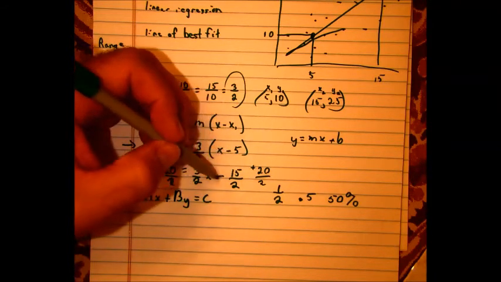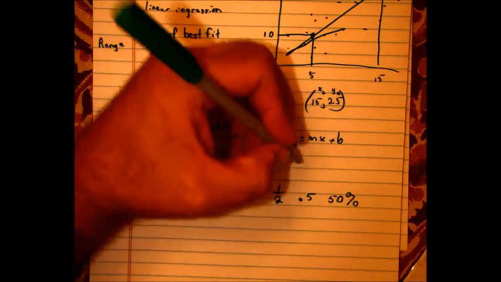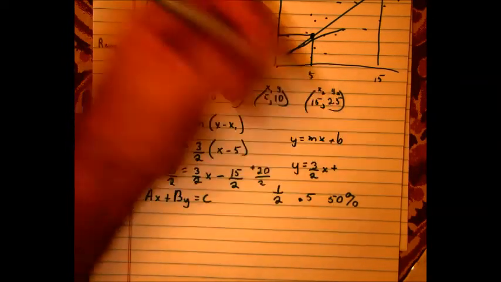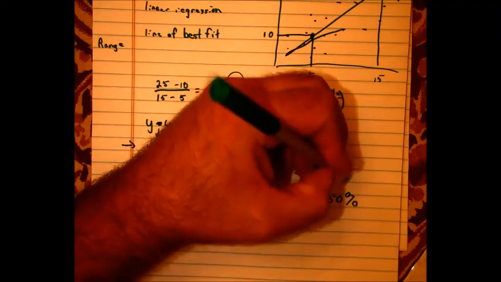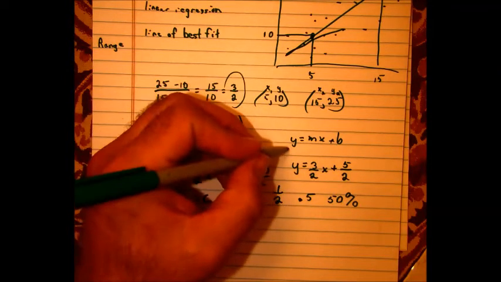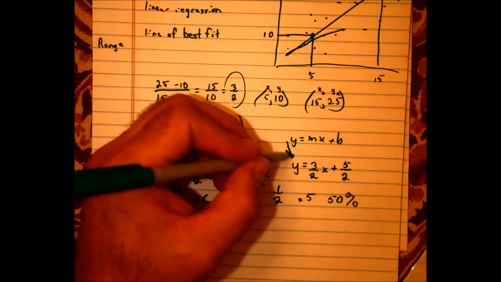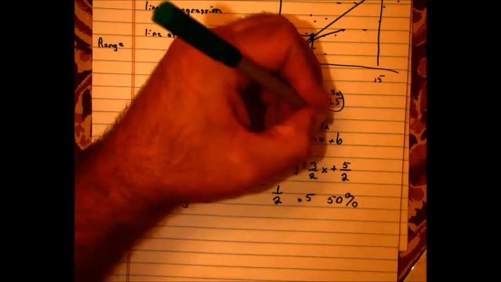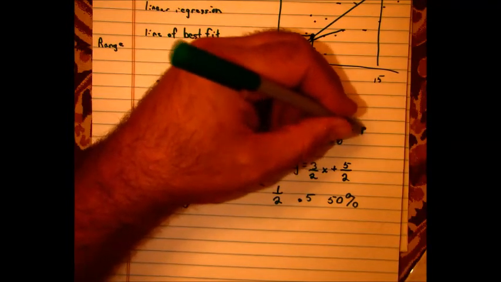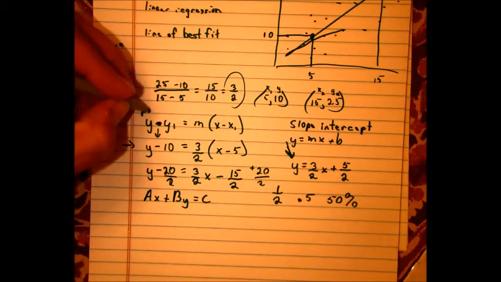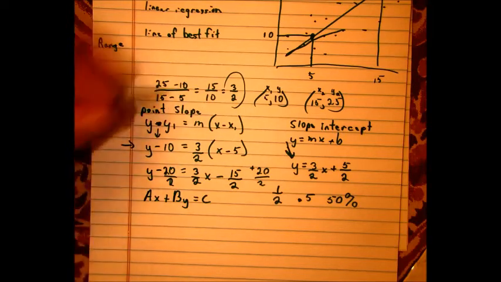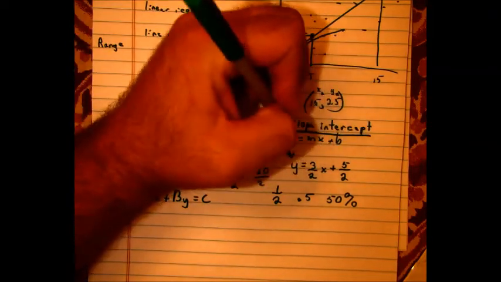So you end up with y equals 3/2 x plus 5/2. And this now is the equation of a line in slope-intercept form. So all of these equations represent the same line. This one here, they're two different ways, but these are the same line.